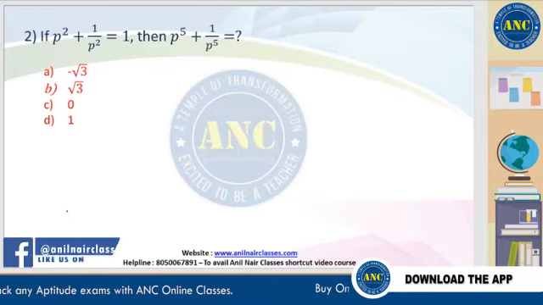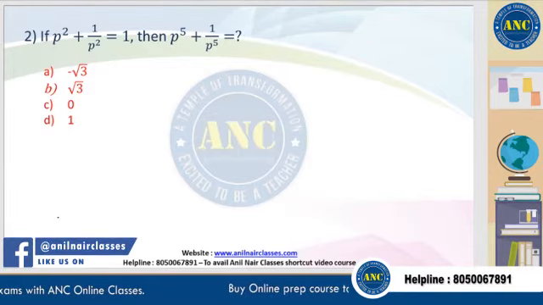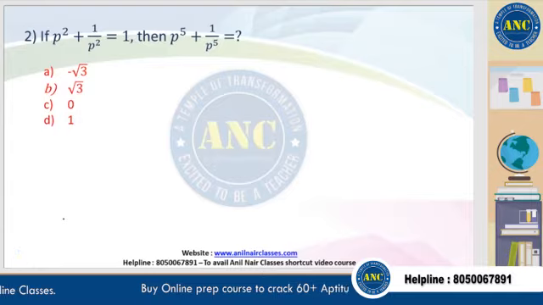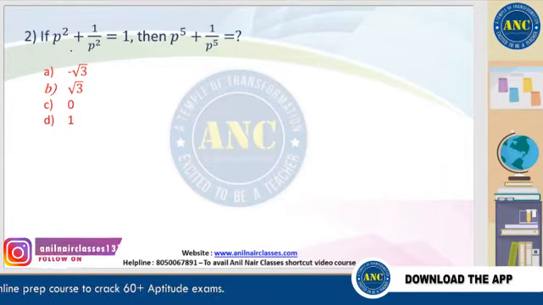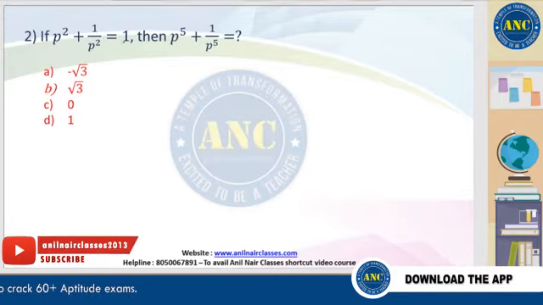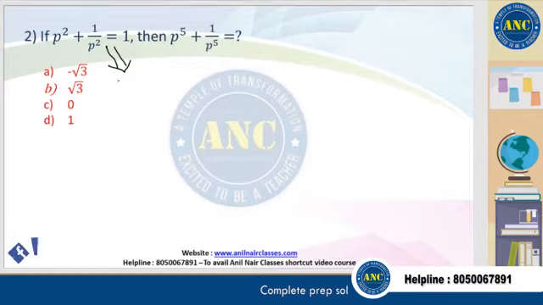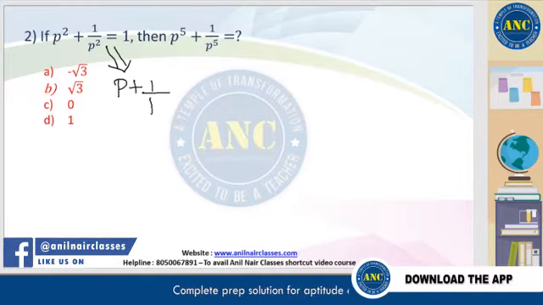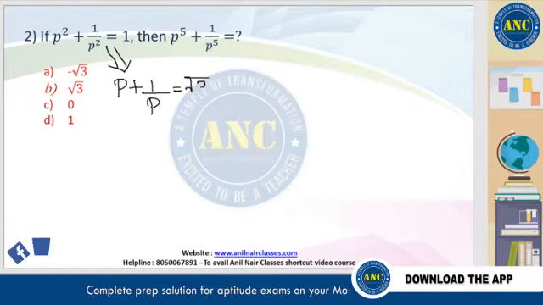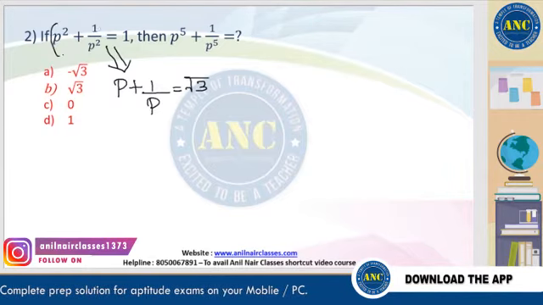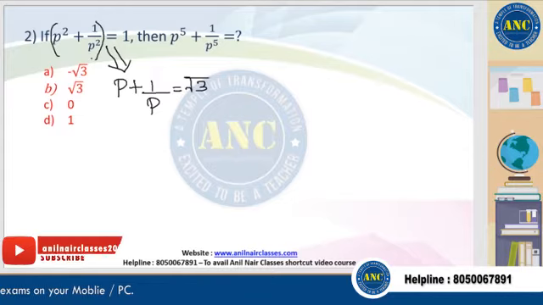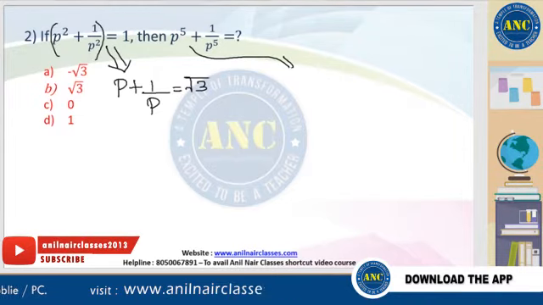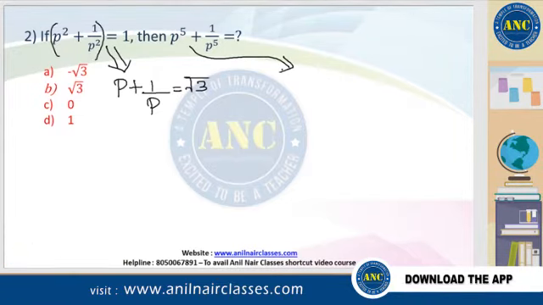In the question they have given it as x square plus 1 by x square. I just changed the variable to p square plus 1 by p square. That's the only difference. Now see here, p square plus 1 by p square equal to 1. That means from this I can directly write it as p plus 1 by p equal to root 3. Both are absolutely same. We have proved it also. Let me not say the same things again and again. Now we are interested in finding p power 5 plus 1 by p power 5.